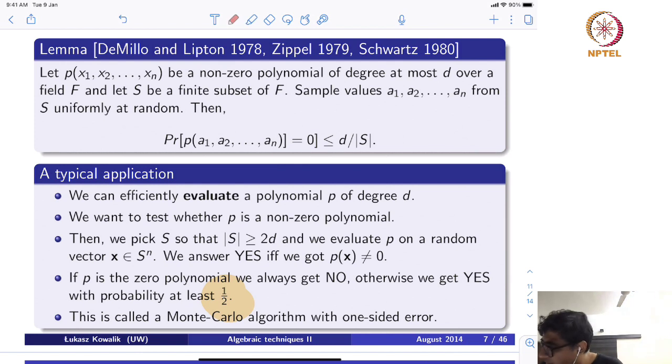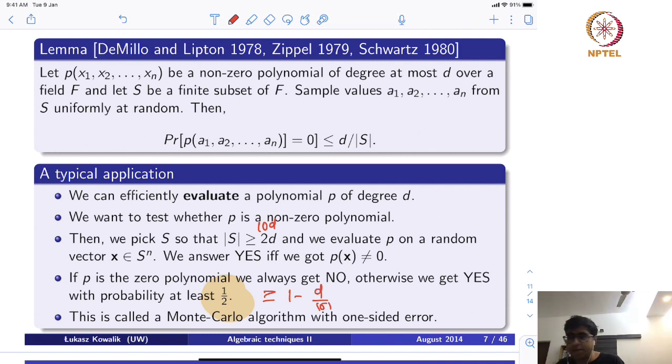For example, if I had picked S not as 2d but, say, 10d, then this will be 1 minus d over S, so it will be at least 9 over 10. And this is called a Monte Carlo algorithm with one-sided error. Why is it one-sided error? Because on one side, if it is a 0 polynomial, you will always answer 0 polynomial. It is only when you are given a non-zero polynomial that you might say it is a 0 polynomial, but that happens with very low probability.